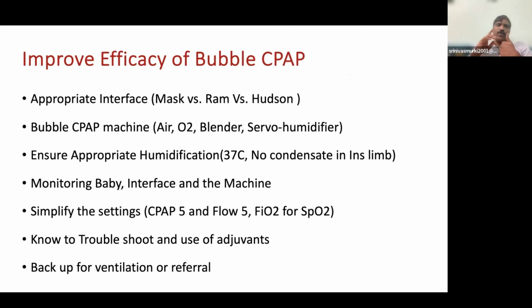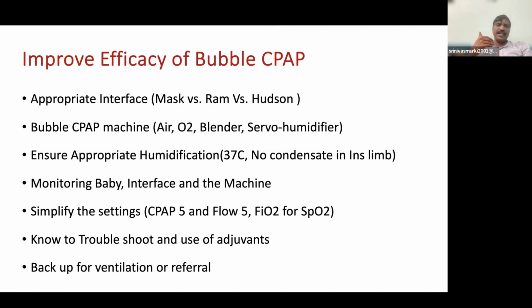For bubble CPAP, you need to ensure blended air and oxygen, a servo humidifier, and a good pressure generator, and the water column in the pressure chamber should be well maintained. And ensure correct humidification of 37 on the humidifier and no condensation in the inspiratory limb. The inspiratory limb should be warm to touch. Always monitor the baby, the interface, and the machine. I'll show you what all to monitor in each one of these components.